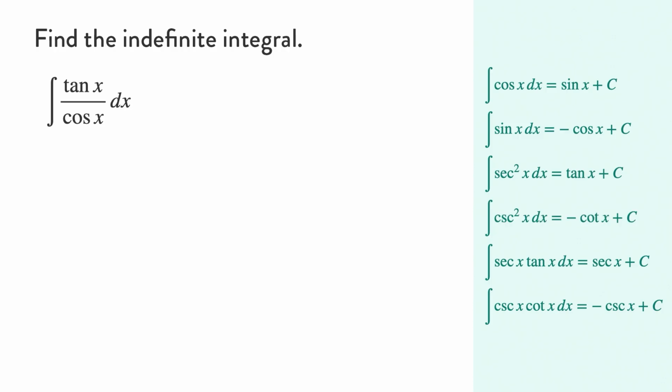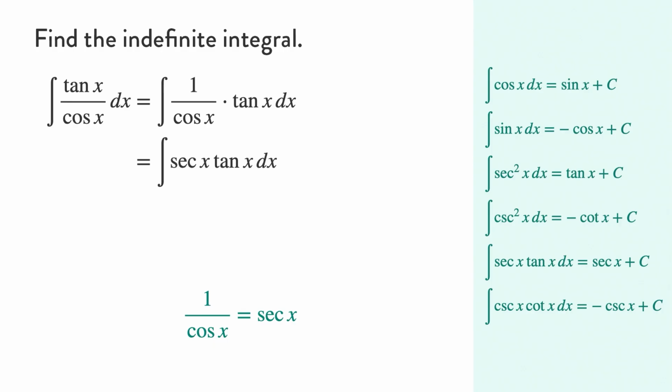For example, find the indefinite integral. The integral of the tangent of x over the cosine of x dx. This time we need to rewrite the integrand in order to use one of our formulas. But where do we start? Well, none of our integral formulas have a trig function in the denominator, so let's use a reciprocal identity with the cosine of x. 1 over the cosine of x is equal to the secant of x.